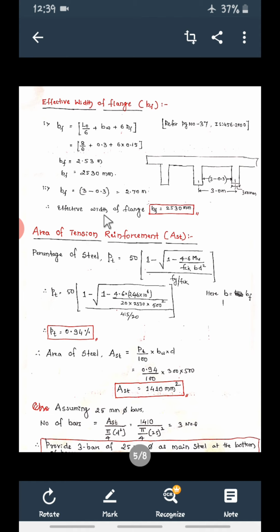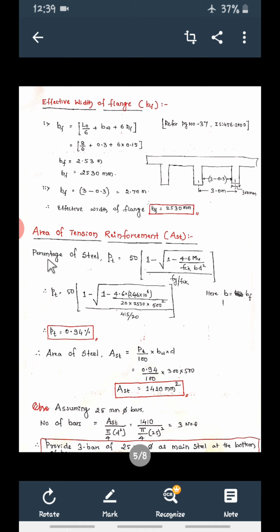So the effective width of flange is equal to 2530. Suppose this value comes lesser than this one, then consider that as the effective width of flange, bf. But here it is smaller, so bf is equal to 2530 mm. Now, once this step is over, next is the area of tension reinforcement, Ast, which as usual we have to calculate.